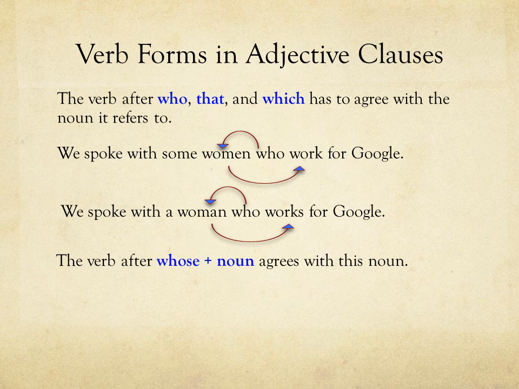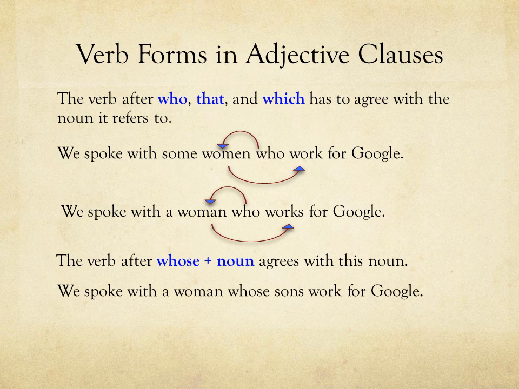The verb after a combination of whose plus a noun agrees with that noun. Here's an example. We spoke with a woman whose sons work for Google. In this case, we're looking at the word sons to decide if we need an s or not on the verb work.